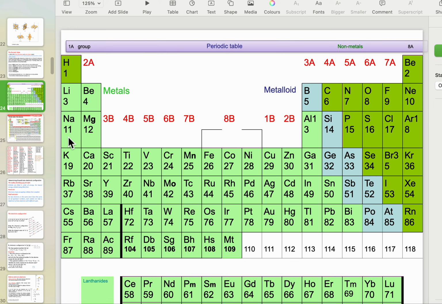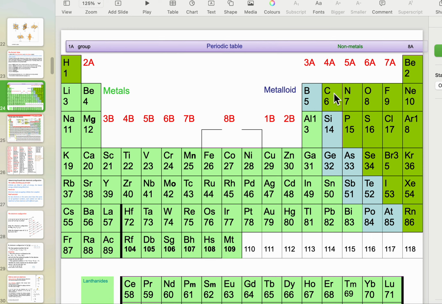The periodic table is made of rows and periods, or columns and periods. The rows start with hydrogen, lithium, sodium. From lithium to francium, and from beryllium to radium, they are metals. All these are metals: sodium, magnesium, calcium, potassium, strontium, rubidium, cesium, barium, francium, and radium.